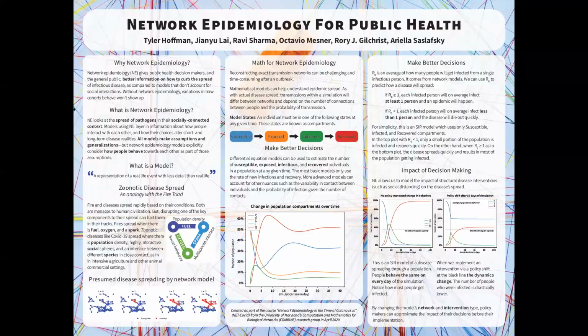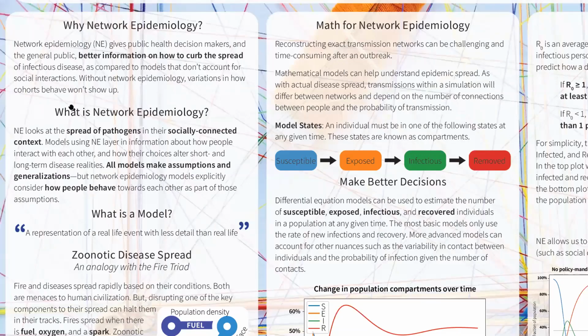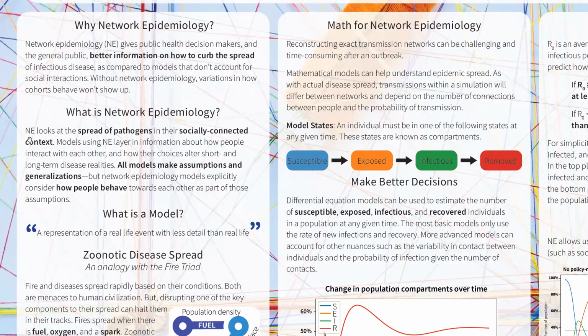So the first part of the poster is to give the audience some basic concepts. Network epidemiology provides us with better information on how to curb the spread of infectious disease by taking into account the effect of social interactions. One of the key assumptions of network models is how people behave towards each other.